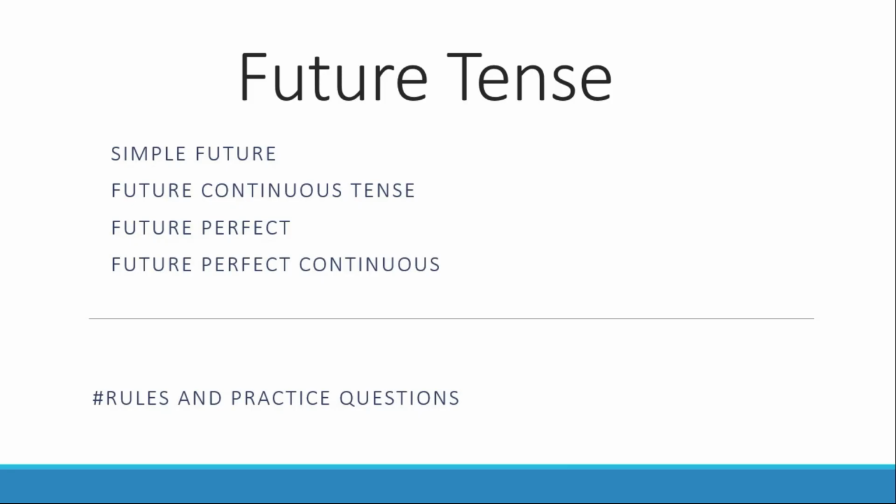Hello students. So we have already seen the present tense and the past tense. Today we're going to learn about the future tense. We use the future tense when an action has not yet happened, but it will happen in the future. In this video, we're going to learn about simple future, future continuous, future perfect, and the future perfect continuous. I'll be teaching you when to use what and the various rules that are involved.